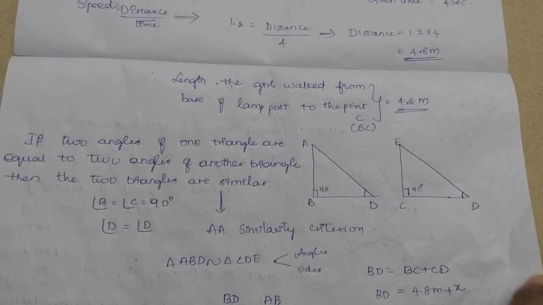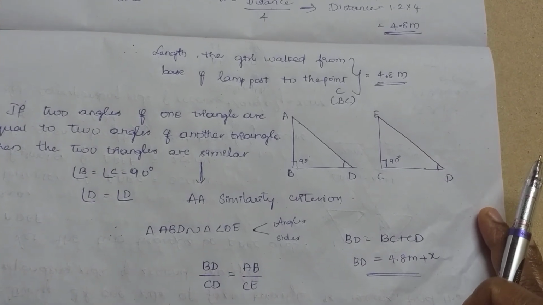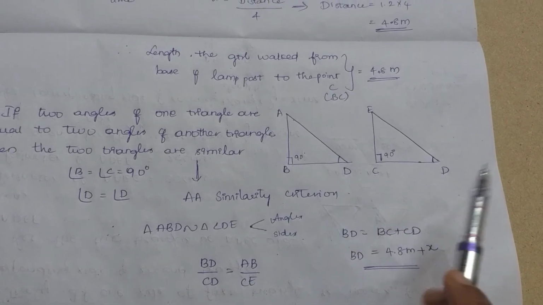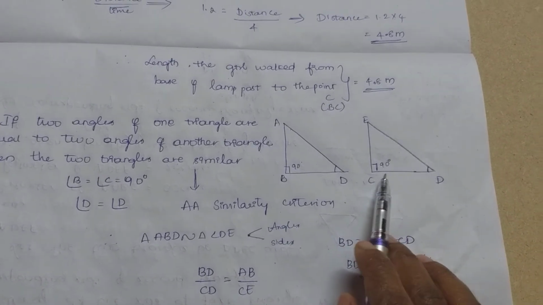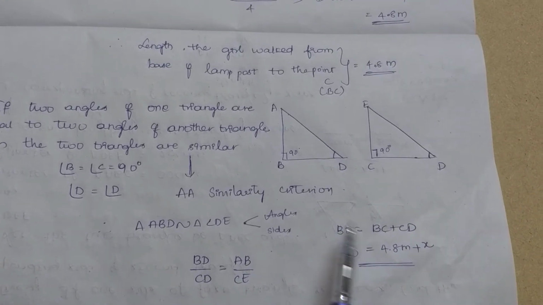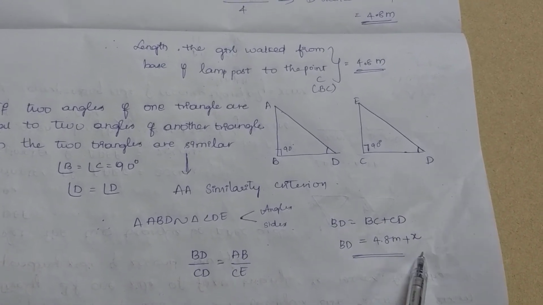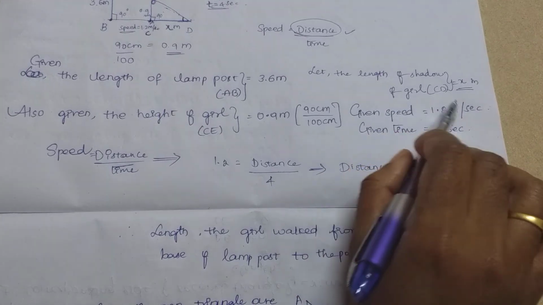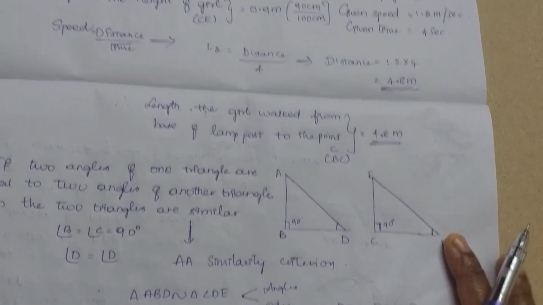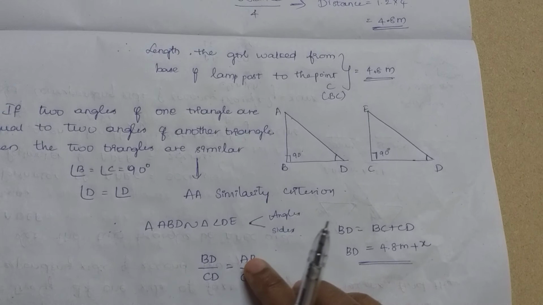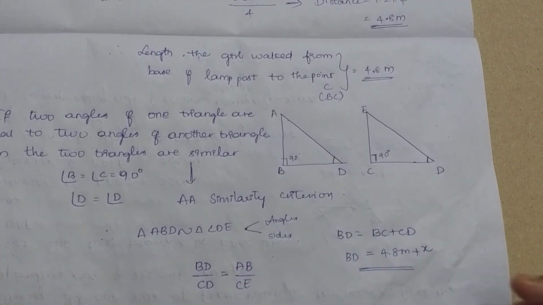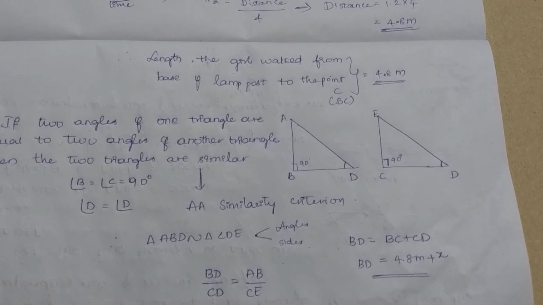If two triangles are similar, what does it mean? Their corresponding angles are equal and their corresponding sides are proportional. So we want to find the value of CD. CD is nothing but the length of the shadow of the girl. BD value is 4.8 plus x and CD value is x, which we assumed at the start. AB is the length of the lamp post, that is 3.6, and CE is the height of the girl, that is 0.9. Let us continue now.